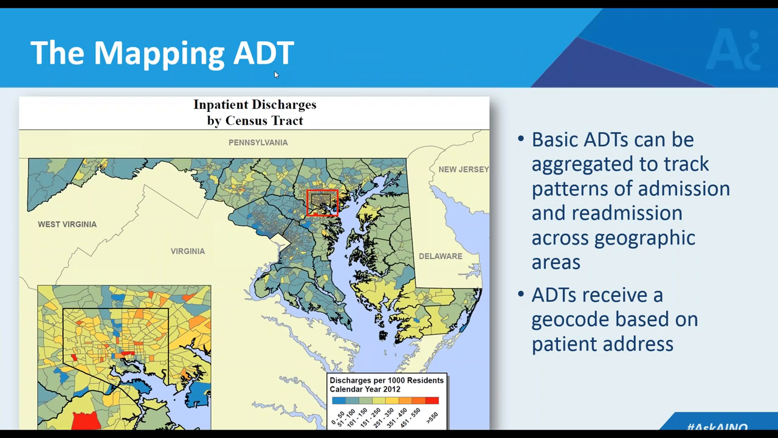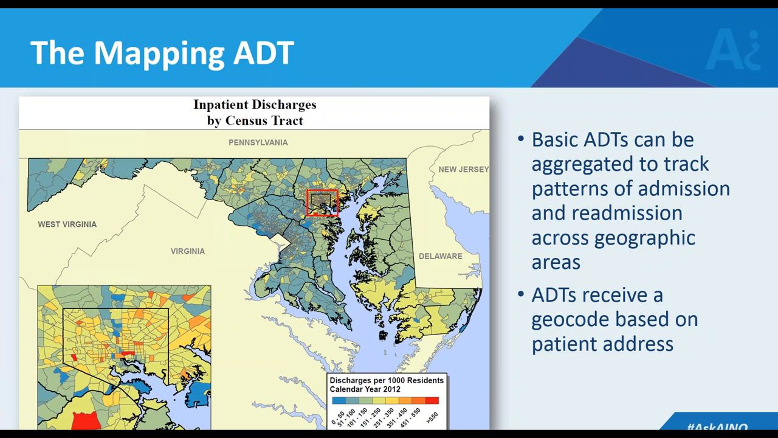So one thing you can do is map things, and you can look at any level of granularity with a map. There are certain levels of granularity that don't make sense for privacy reasons under certain circumstances, but in terms of the data capability, you have the ability to look at admission rate and readmission rate across any level of geography. This is a census tract view in Maryland that shows patterns of admission and allows a public health authority at a county or state level to look at hotspots.